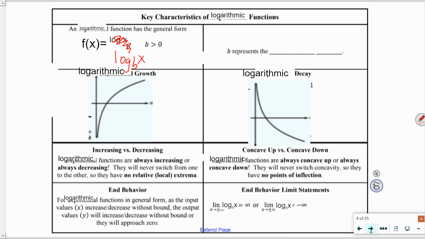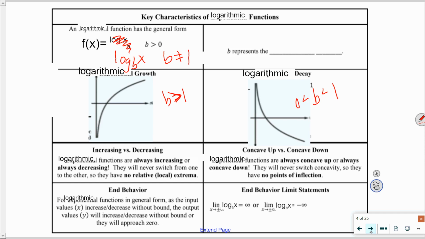So log base b of x, that's our log, right? Am I okay with just saying b is greater than 0? Our base is greater than 0, right? That covers no negatives. One thing I have to add. What do I have to add? B can't be what? Right? Connor's doing this, right? So B can't be 1, right? B can't be 1. So we have to remember that our base has to be 0 to 1 for our decay and greater than 1 for our growth.